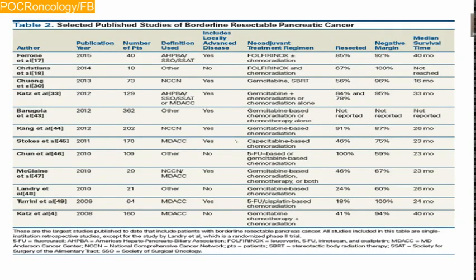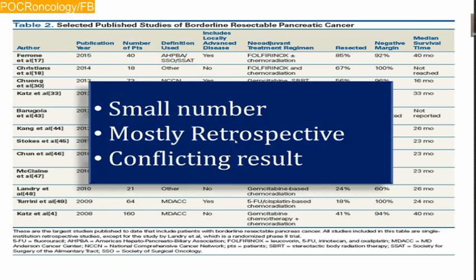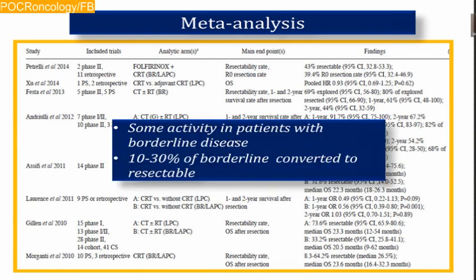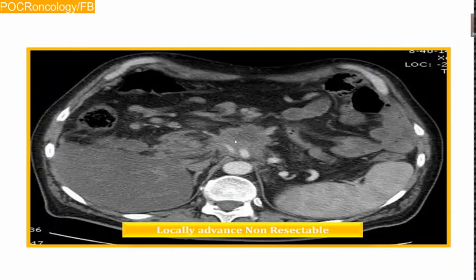We have tons and tons of clinical trials. They are basically retrospective, and actually we have a lot of conflicting results, and it was only based on center experience. As you can see, they did a lot of meta-analyses for this category of patients, and it showed some activity in the borderline setting with a 10 to 30% resectability rate.